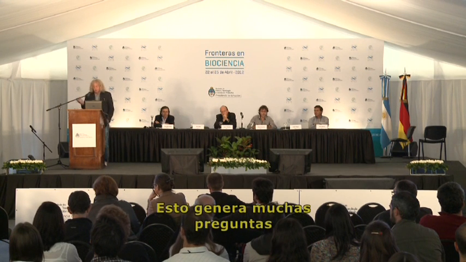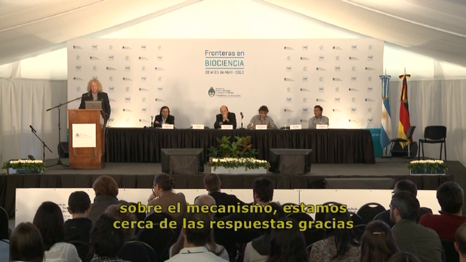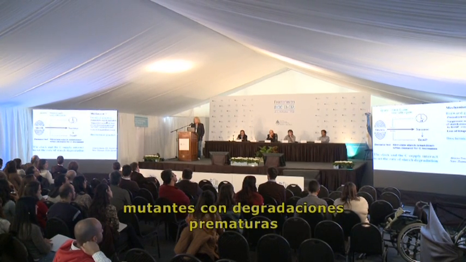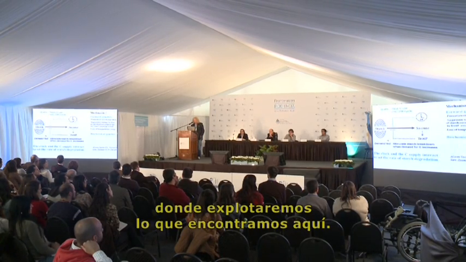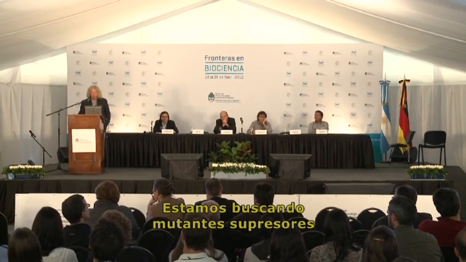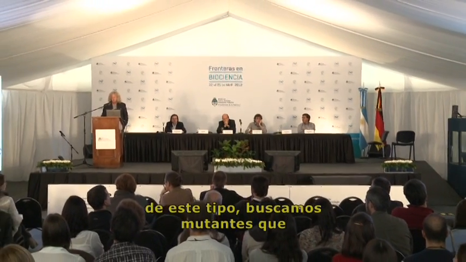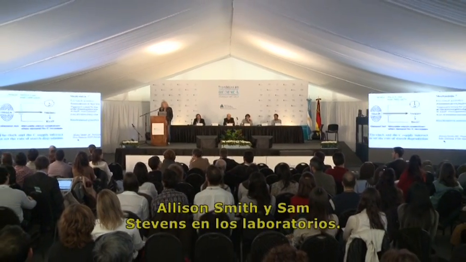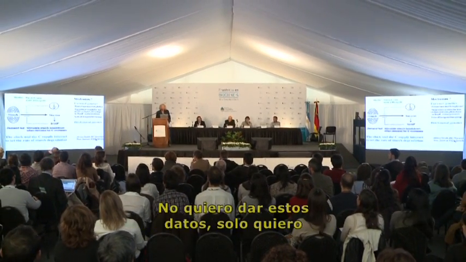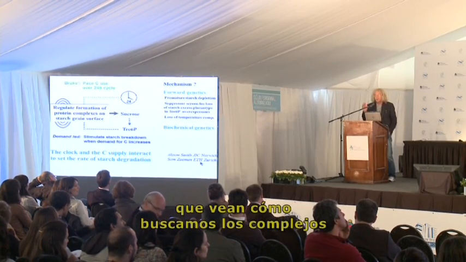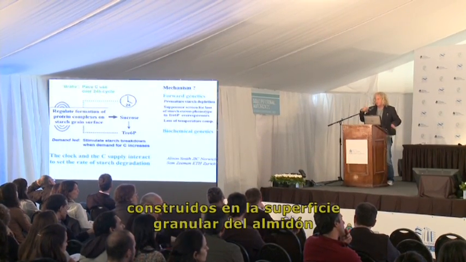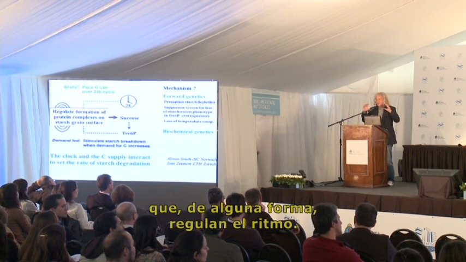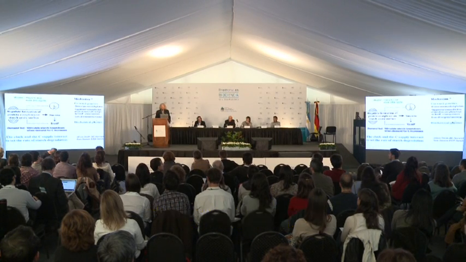Now, this brings up a whole series of questions about the mechanism. We're approaching this with forward genetics, and Alison Smith is looking for mutants with premature starch breakdown. We're exploring this loop which we found here, and we're looking for suppressor mutants of this loop. We're looking for mutants which have lost the temperature compensation. We're doing biochemical genetics, together with Alison Smith in Norwich and Sam Zeman in Zurich. I don't want to go into any of this data and just point out it looks as if we're looking at complexes which are being built up at the starch grain surface and which are somehow regulating the rate. Now, this is going to be another 2 or 3 years' work, I think, to sort it all out.